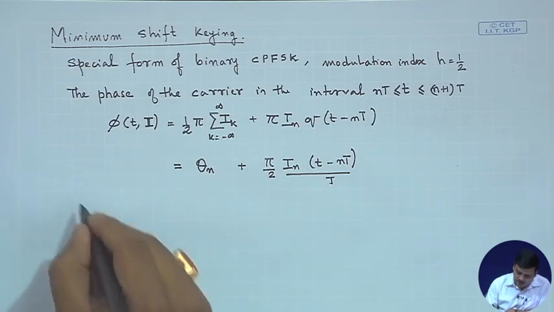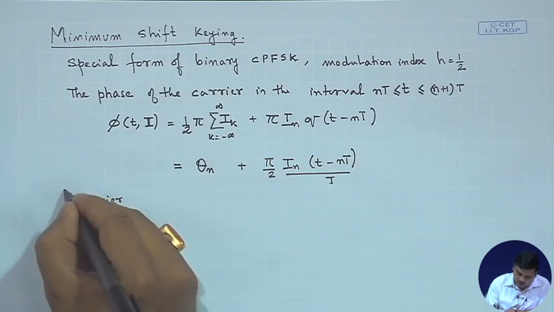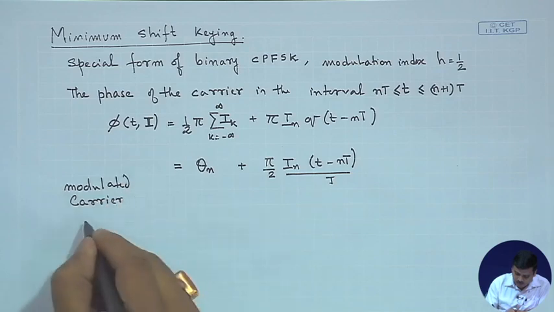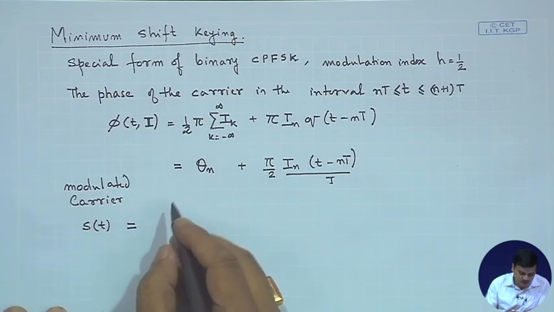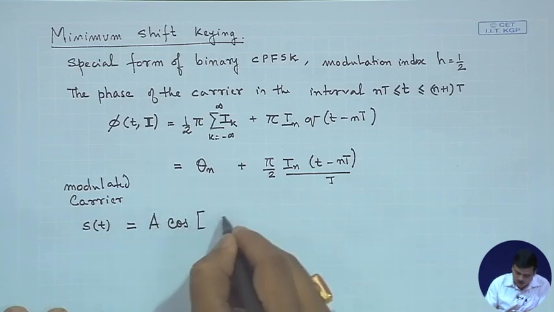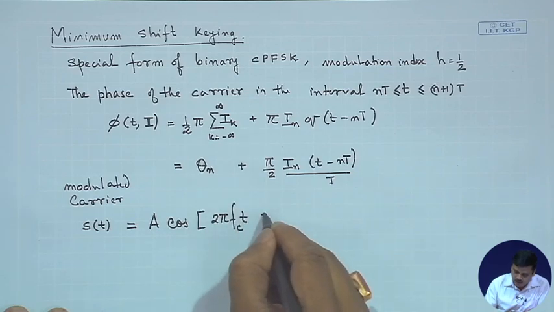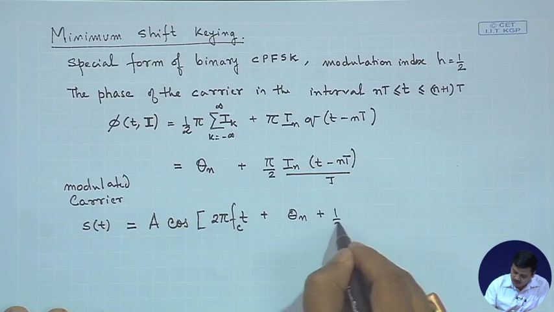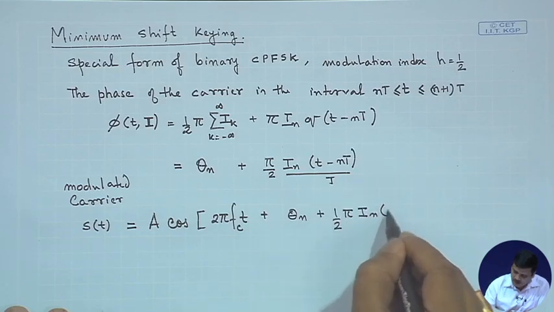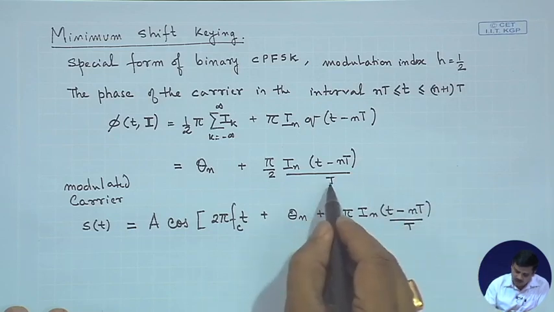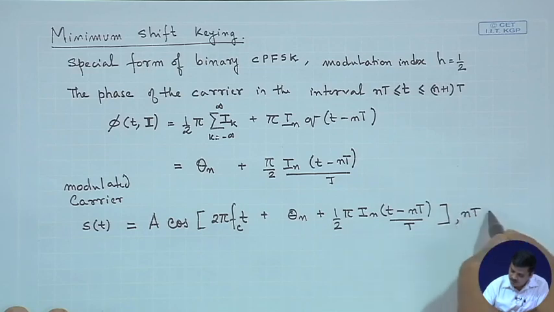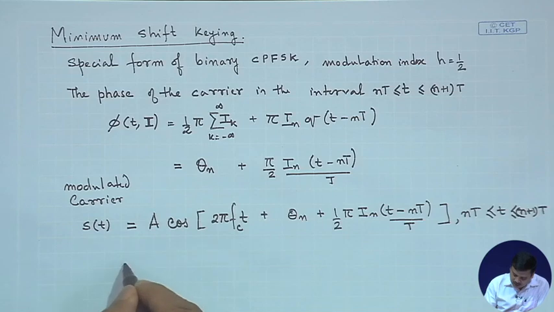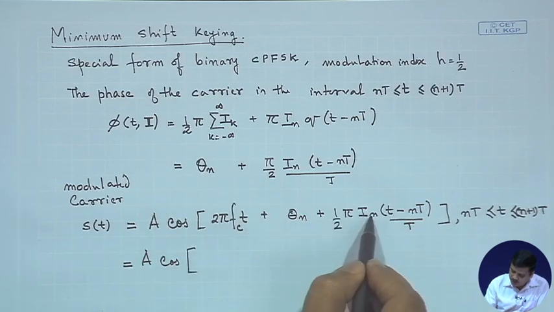Once we have this, then you could write the modulated carrier, that is s of t, the band pass signal, which we have always been writing as s of t equals A cos of 2 pi f c t plus, now we have this whole phase term, theta n plus half of pi I n (t minus n T) upon T, that is the expression directly from here, and of course, in the interval of t lying between n T to (n plus 1) T. And this you could rewrite as A cos. So, we can collect the terms, we have an f c t term, we have I n t terms.